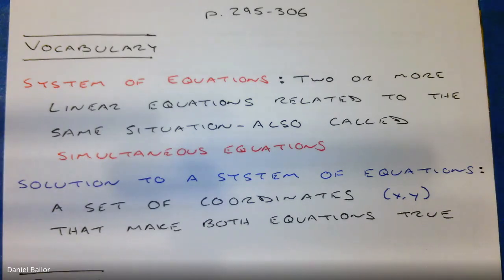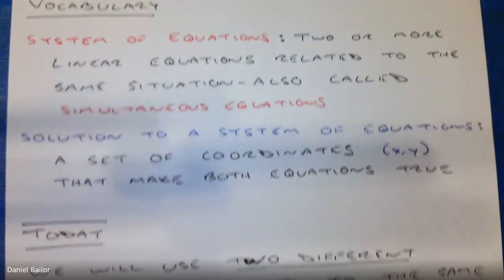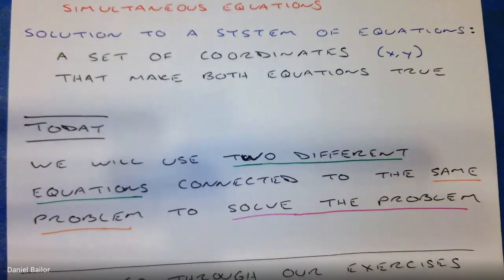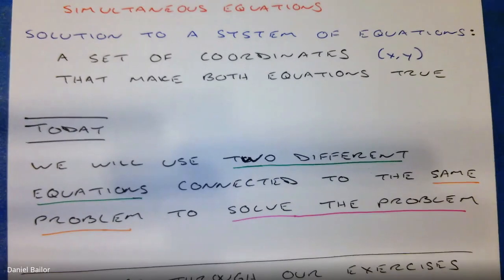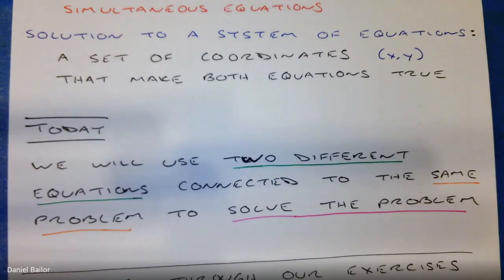So that's what we're dealing with today. We're talking about a system of equations, two different equations, and how to solve them. So let's summarize that. Today, we will use two different equations connected to the same problem to solve the problem. That's what we're doing today. We're going to write two equations about the same problem, and then I'm going to show you how the equations work together to create a solution.